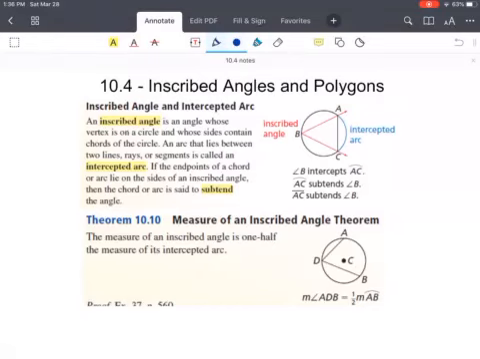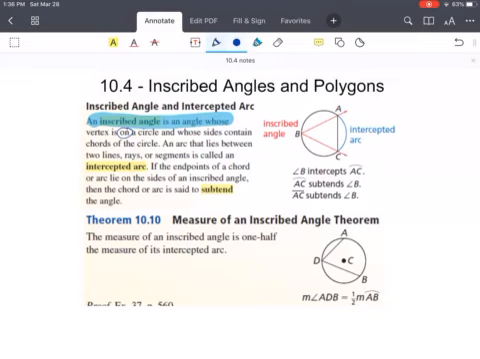All right, today we're going to talk about 10.4, which is talking about inscribed angles and polygons. First off, an inscribed angle is an angle whose vertex is, the important thing here, on the circle, and whose sides contain chords of the circle. So remembering what a chord is.